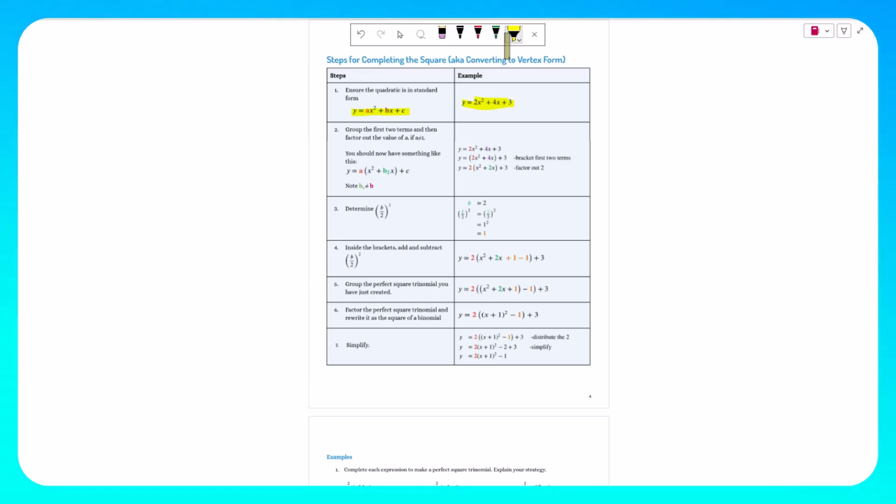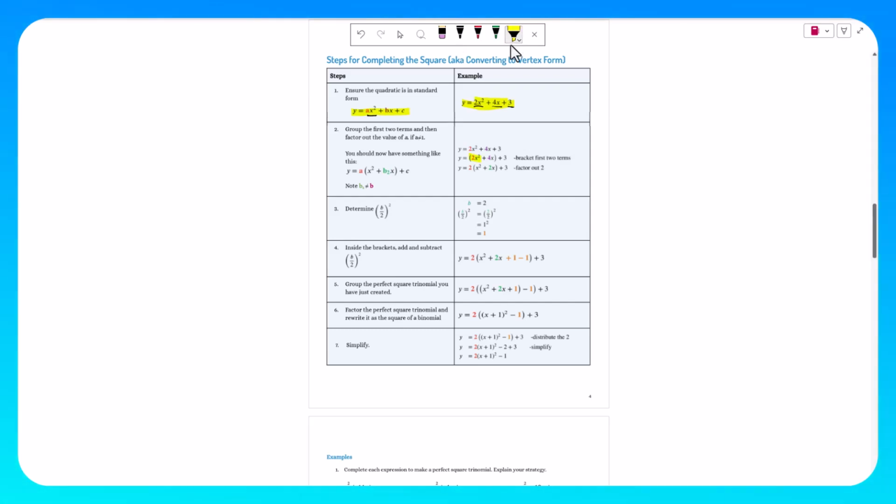So the first step is making sure our quadratic is in standard form, because sometimes they write them without the ax squared term first. Maybe this is the second term, and we want to have it arranged so that we have the exponents in descending order, meaning the highest exponent first to the lowest, and the constant at the end. Once that's done, we are going to group the first two terms and then factor out the value of a. What does that mean? Well, notice what I did here.